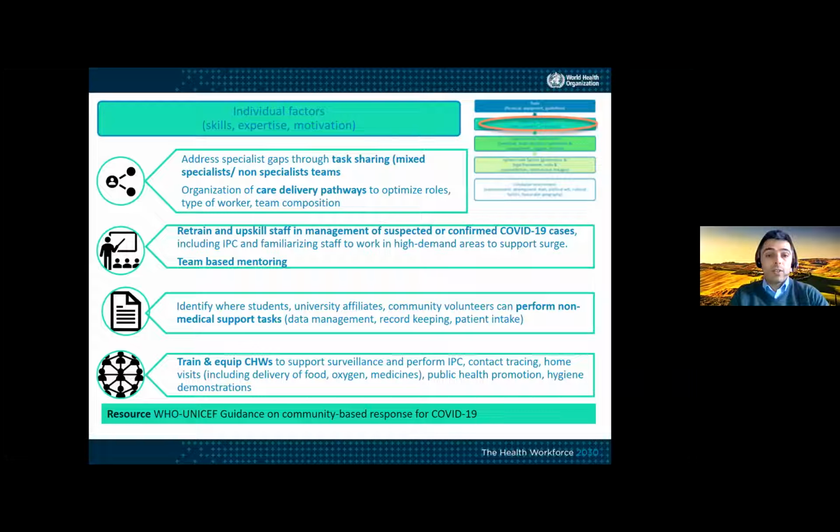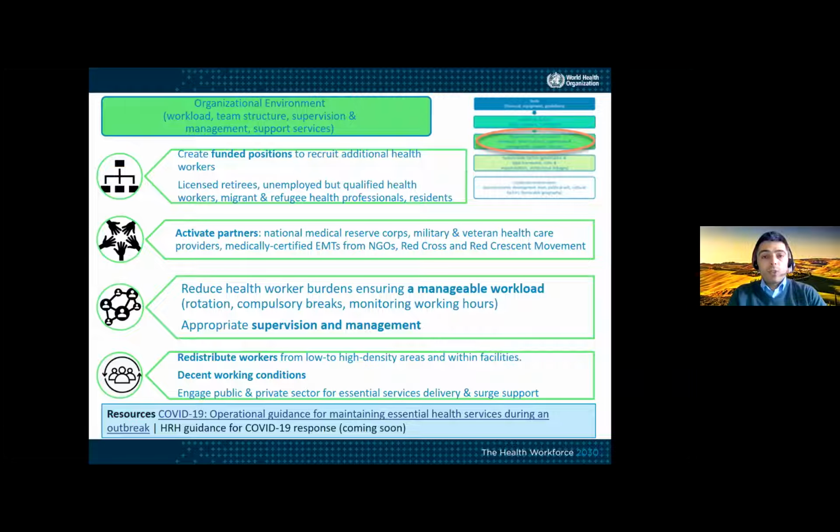And other aspects that relate to this, but still linked to the optimization of roles and avoiding an overburden of existing health workers, is to identify alternative tasks that can be carried out even by non-health workers, for example, data management, record keeping, and other administrative aspects of that type, as well as, in some countries where this is relevant, exploring the role that community health workers and other types of community-based health providers can play in supporting some aspects of the response.